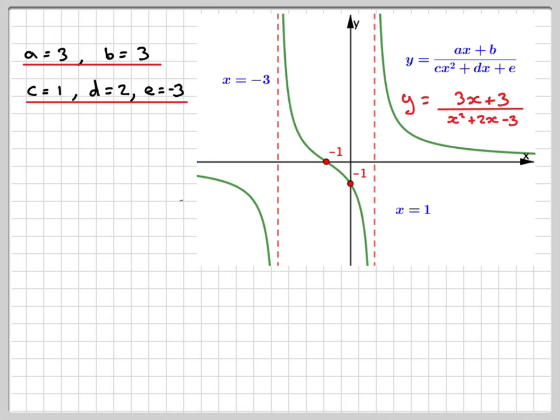So this has been a video to show you how to find the coefficients of a rational function.